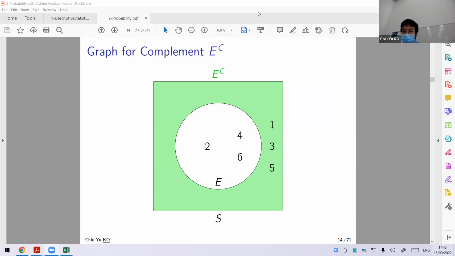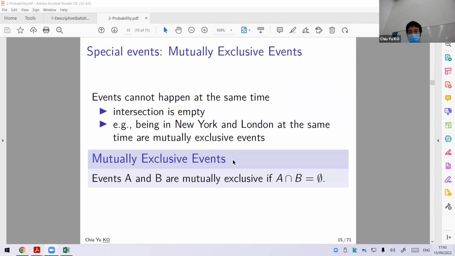So the idea is the following. This is the sample space. Even has 3 numbers, 2, 4, and 6. And what is not included in even is outside: 1, 3, 5. That is the idea of complement. I hope this is very clear because it is very simple. Is there any question before I proceed?